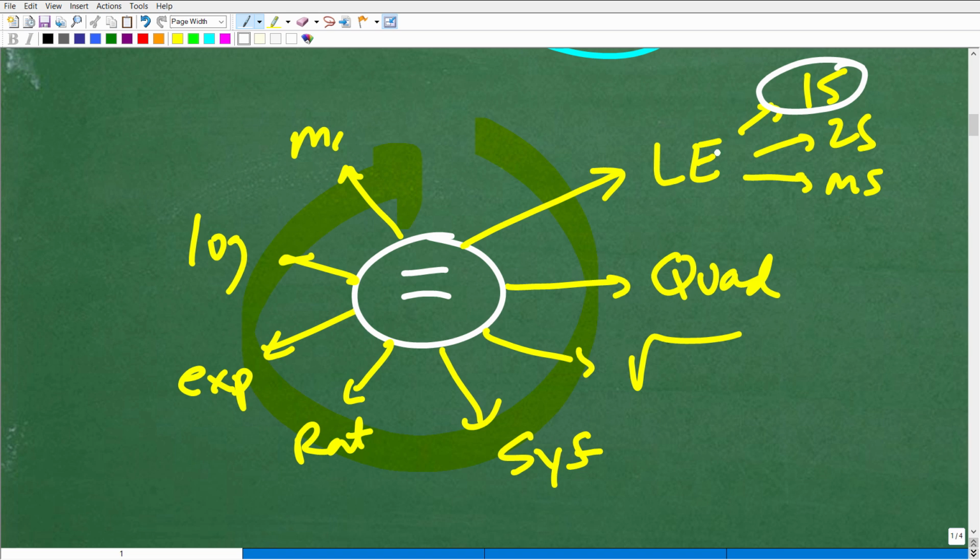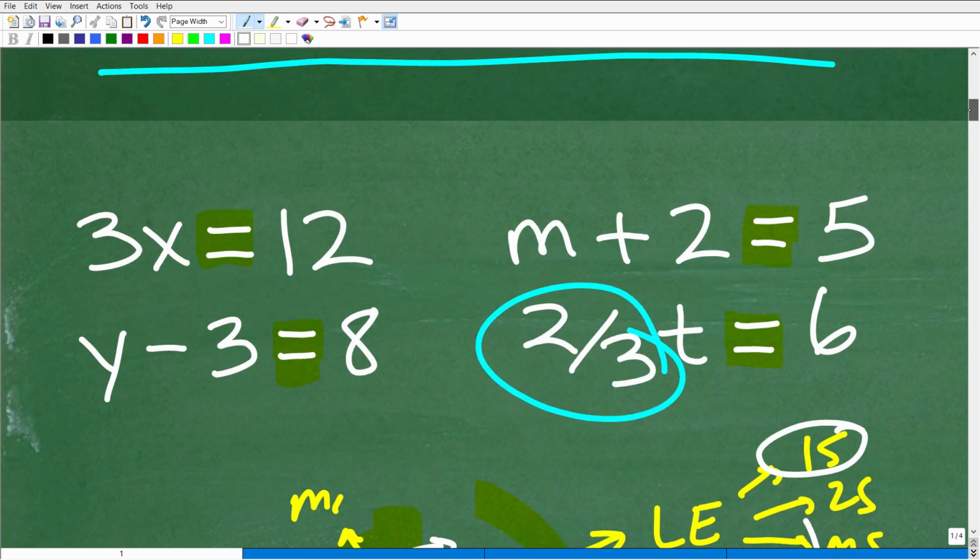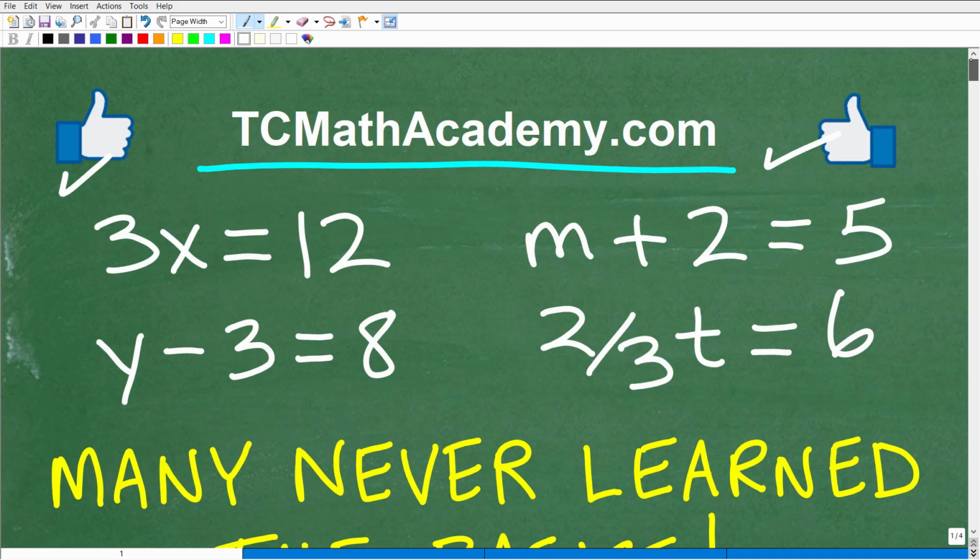Learning how to solve one-step linear equations and mastering these principles is going to carry you forward as you learn more about equations.